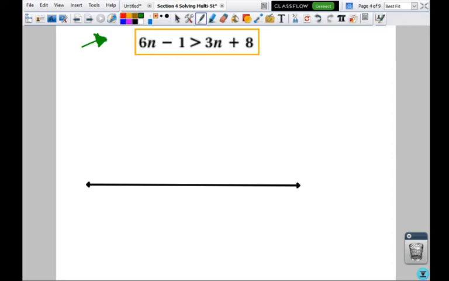Learn to listen. We got to put our n's on the same side, right? Yeah. Okay, Susie. So let's actually go right up here, because we need to put our n's on the same side first. Why don't you minus 3n on both sides? Put them on the same side.